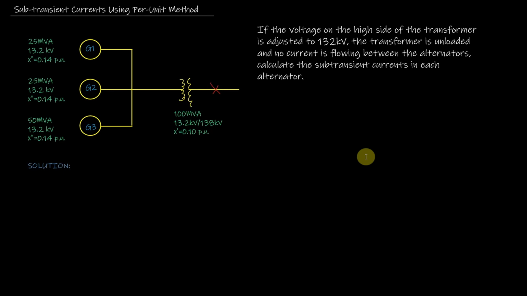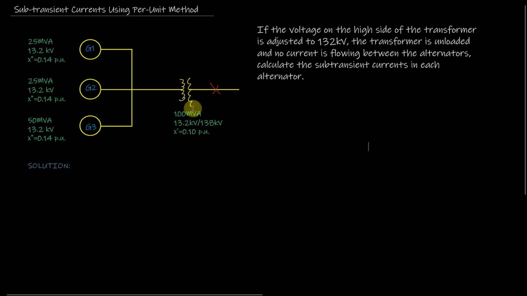And then yung atin namang generator 3 is 50 MVA, 13.2 kV, and with the sub-transient reactance of 0.14 per unit. So ang ating question is, sabi is, if the voltage on the high voltage side of the transformer is adjusted to 132 kV, the transformer is unloaded and no current is flowing between the alternators, calculate the sub-transient currents in each of the alternators. So ang i-calculate natin is yung mga sub-transient current dito sa mga alternators na to.